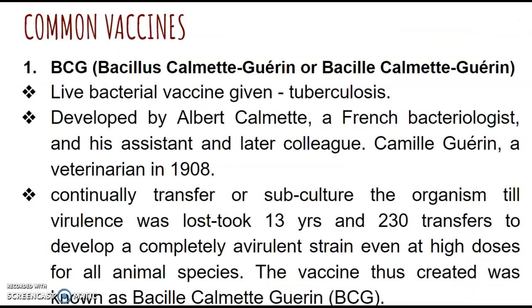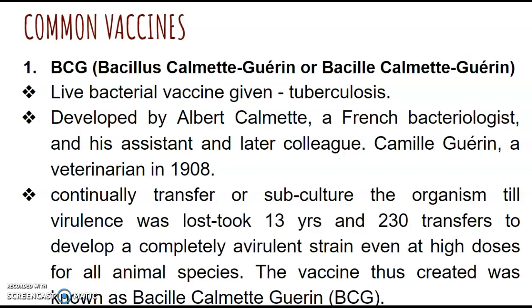Now we'll discuss some of the common vaccines. We'll start with BCG, that is Bacillus Calmette-Guerin vaccine. It is a live bacterial vaccine. It is given against tuberculosis, and it was developed by Albert Calmette, a French bacteriologist, and his assistant and later colleague, Camille Guerin, a veterinarian, in 1908.